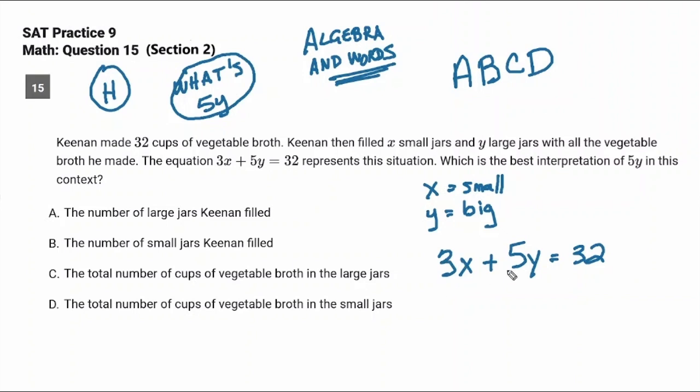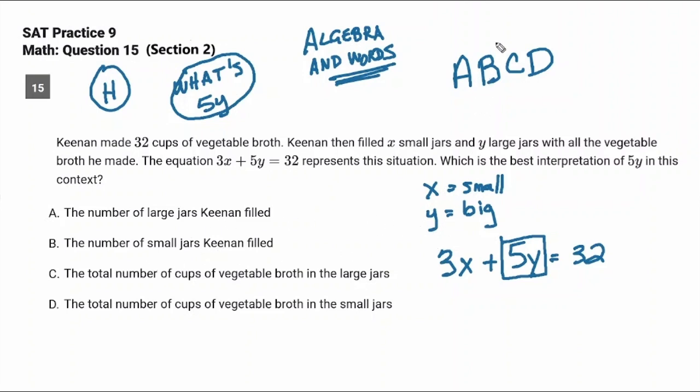What are we looking for in this equation? We're looking at 5y, trying to decide what it is. What is y? We said y is big jars. So you can always go and cross off answer choices that are going to say what y is not. Small jars. A says number of large jars. All right, that's cool.